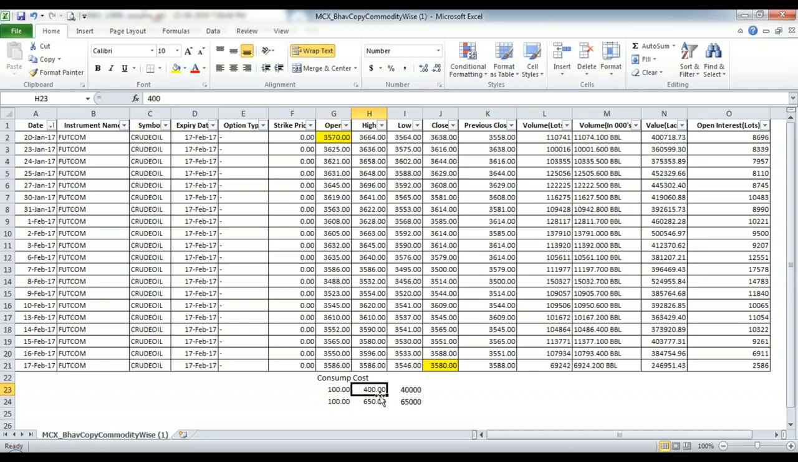Now say they sold futures contracts equivalent to 100 units of consumption at 400 rupees, right? And say at the end of the month the fuel price went from 400 to 650 rupees, an increase of 250, right? So on these futures contracts that they sold, will they not make losses?